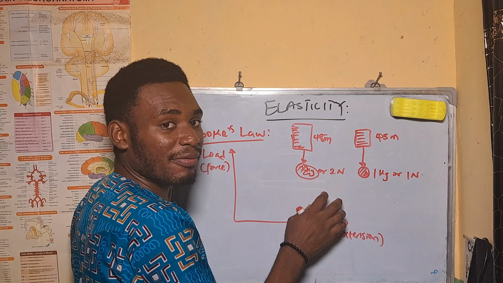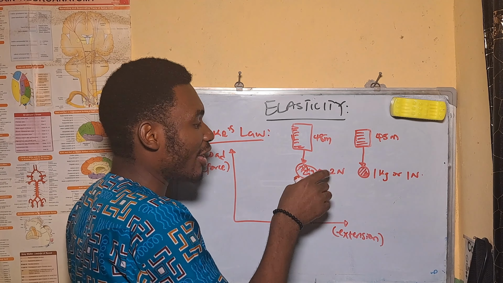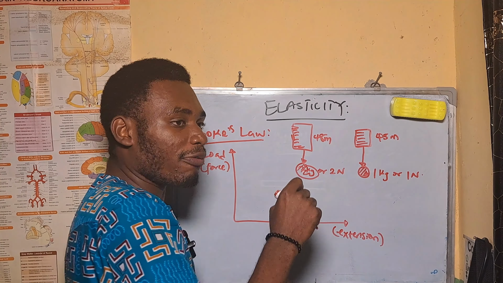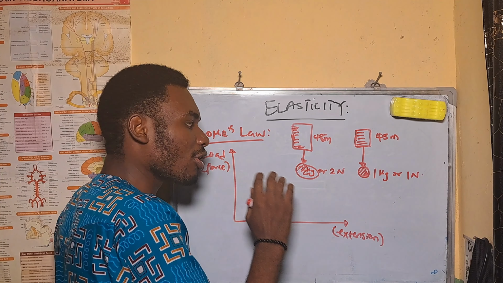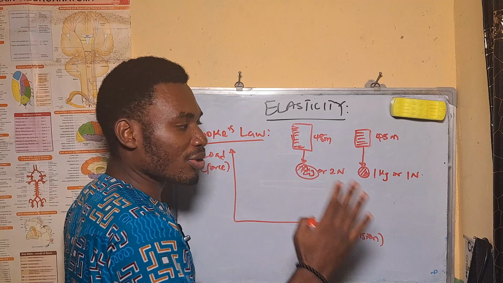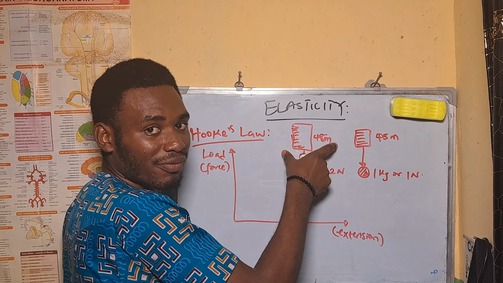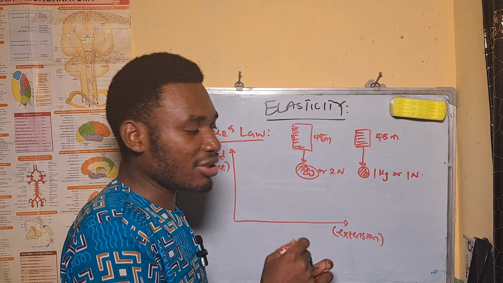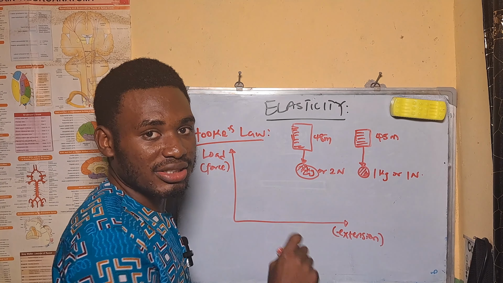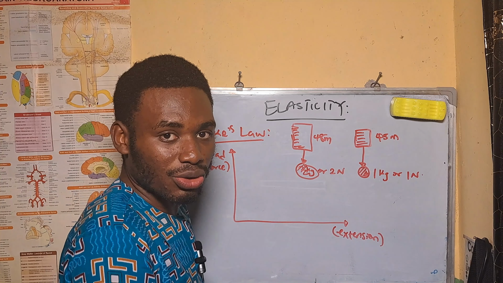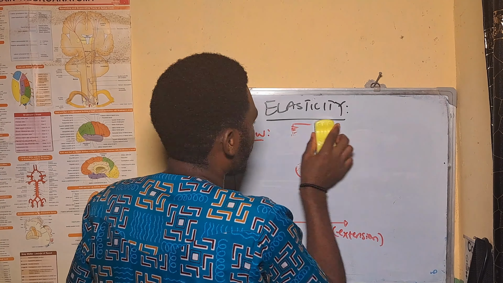Once you progressively increase the weight that you apply to a particular elastic material, the elastic material will be further extended. So this law postulates that the increase in force is directly proportional to the increase in the extension of that elastic material. If the extension is increasing, the force is also increasing. Once the force is increasing, there's also an increase in the extension of the elastic material.